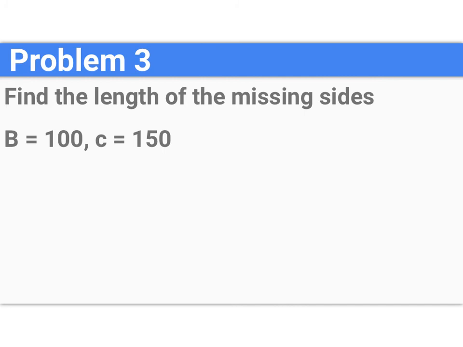Find the length of the missing side. Okay, so we're given a triangle. We're given b is 100 and c is 150. So a squared plus b squared equals c squared. So a squared plus 100 squared, which is 10,000.